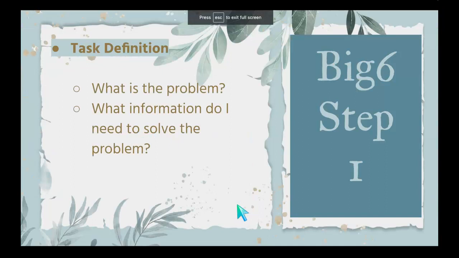Alright, so Big 6 step number 1. It's task definition, and what you're doing with the task definition is identifying the problem, or in this case, you're looking at your research topic, and you're trying to decide what information you need in order to complete your project or your research over this topic.